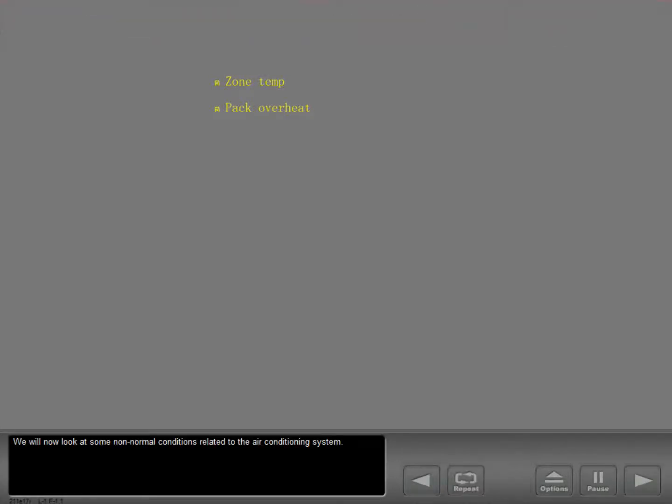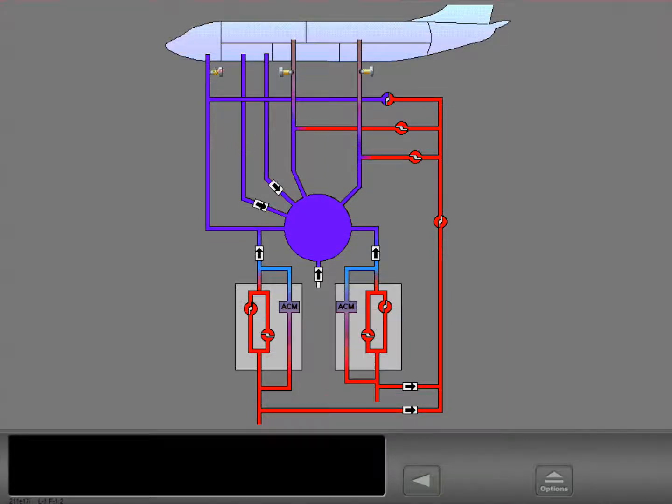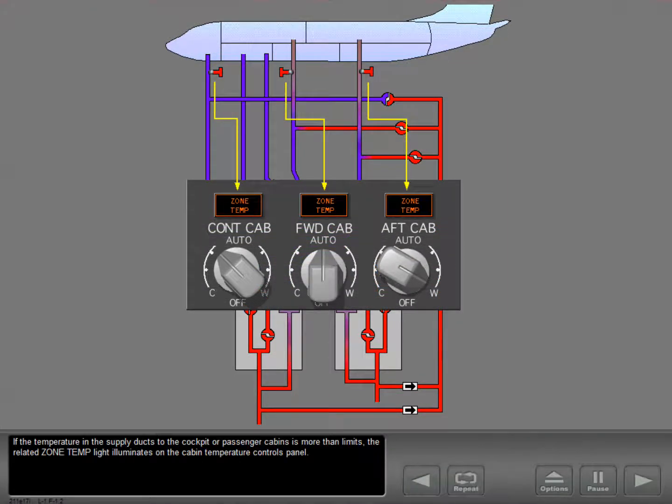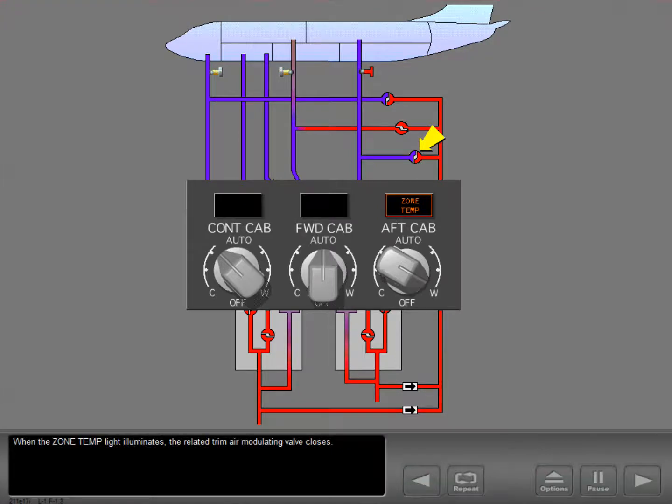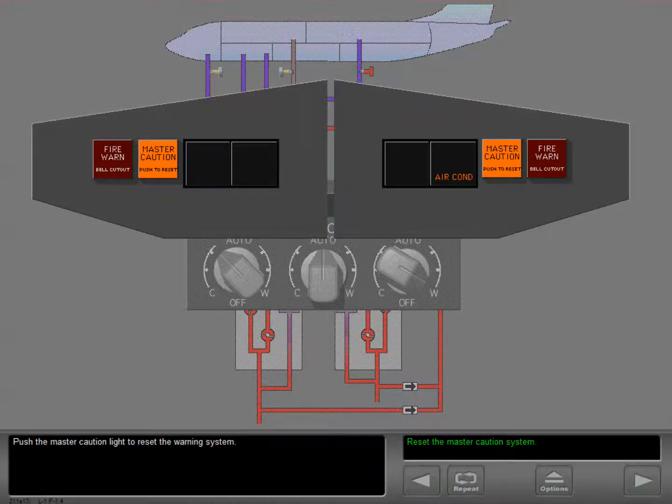We will now look at some non-normal conditions related to the air conditioning system. If the temperature in the supply ducts to the cockpit or passenger cabins is more than limits, the related zone temperature light illuminates on the cabin temperature controls panel. When the zone temperature light illuminates, the related trim air modulating valve closes. Push the master caution light to reset the warning system.